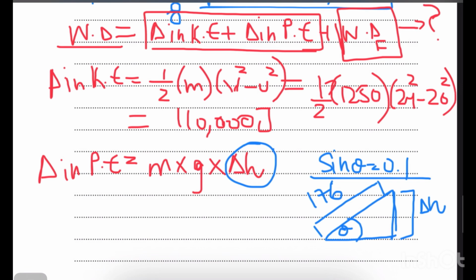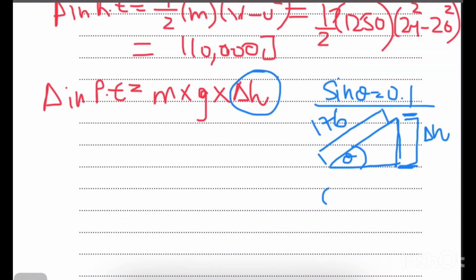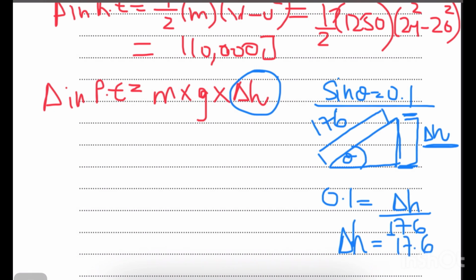So it is going from this point over here to this point over here, at which the height is equal to 0. So when we use the sine theta formula, that means that sine theta, which is 0.1, must be equal to the change in height, which is the perpendicular, over the hypotenuse, which is 176. This makes the change in height equal to 17.6. But this will be negative 17.6. That is the case because the car is moving downward since it is descending the hill. That means there is a negative change in height, which is negative 17.6.